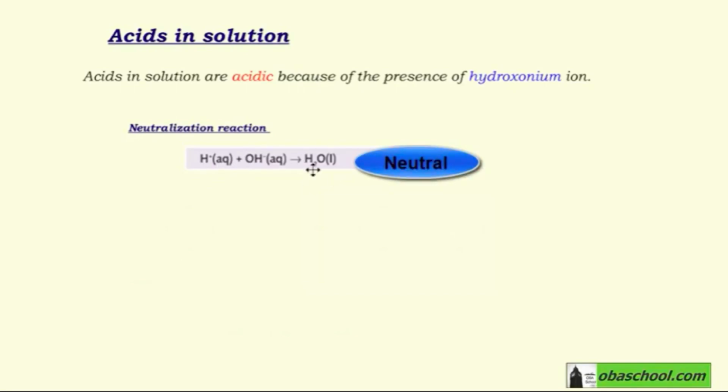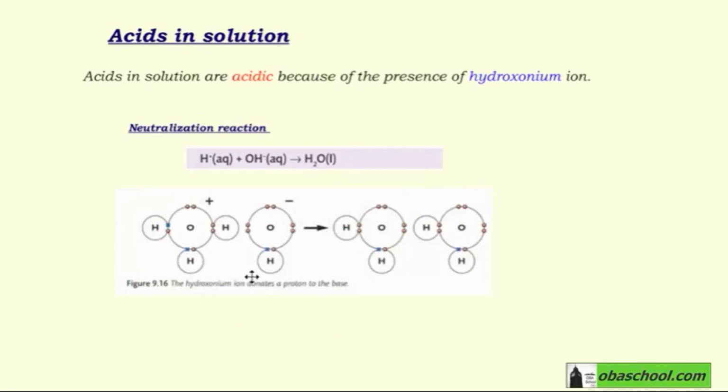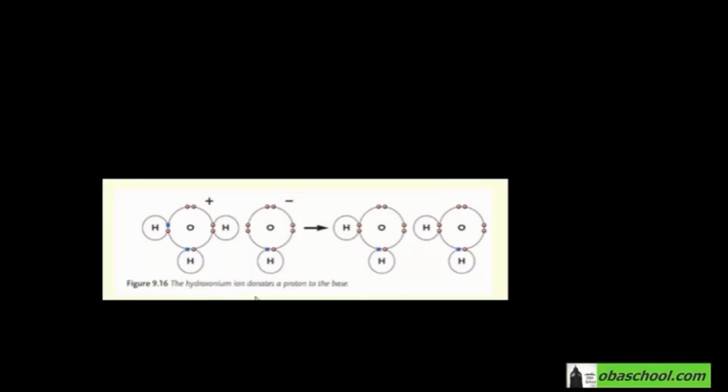water here. In this figure, we have the hydroxonium ion donates a proton to the base. So we have H3O+, which is the hydroxonium ion, plus OH-, which is the base, reacts. Notice what will happen. We said that the base takes the proton. So H3O+ will become H2O. It lost one hydrogen. OH- took it to become H2O.